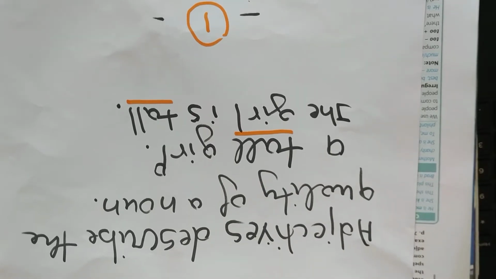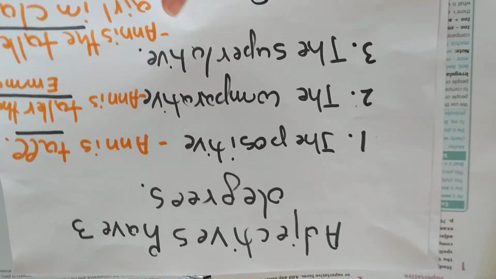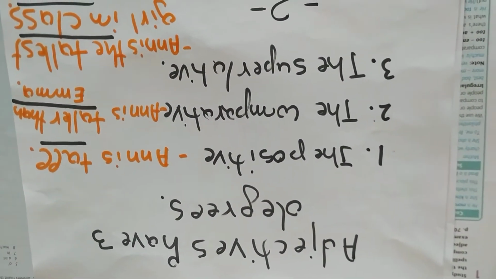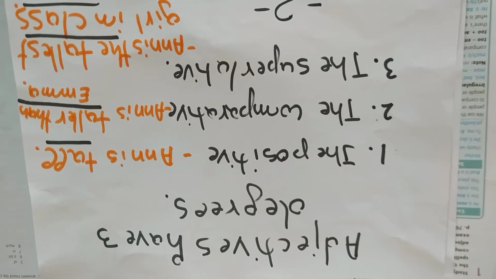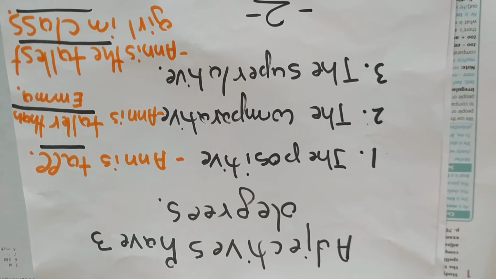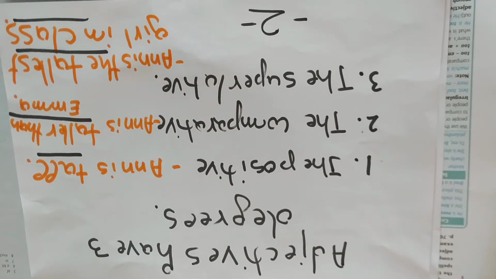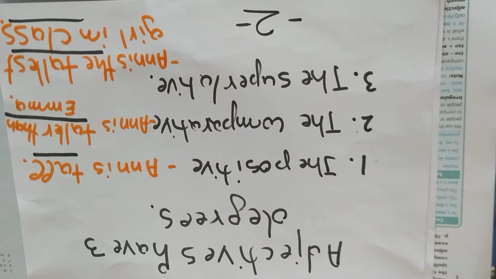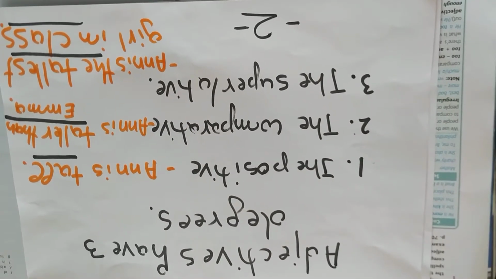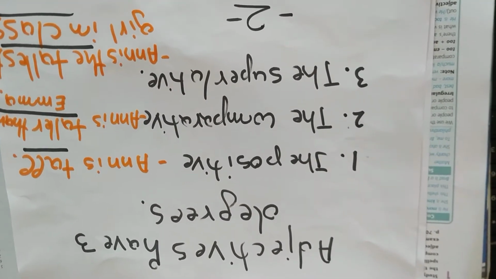How many degrees do they have? Adjectives have 3 degrees. The positive, which states a quality, N is tall. The comparative, when we compare an individual with another or a thing with another, and the superlative, when we compare one individual, one thing with the whole class.